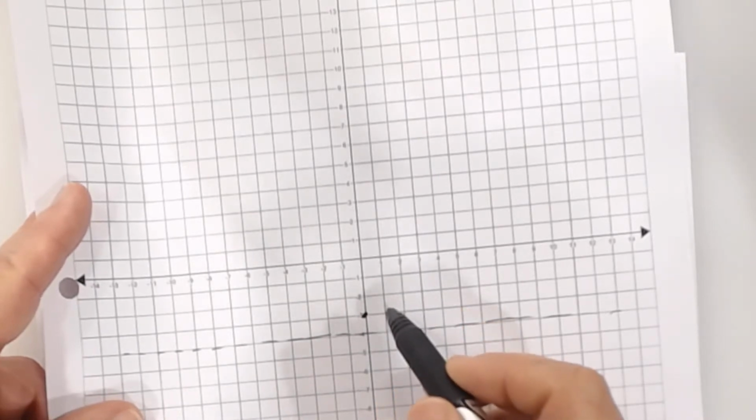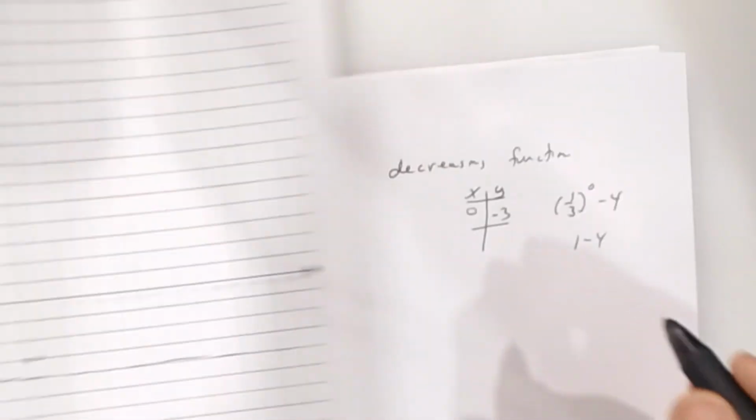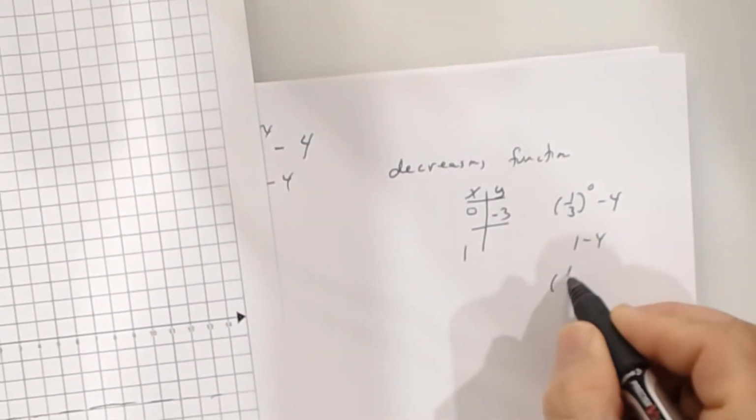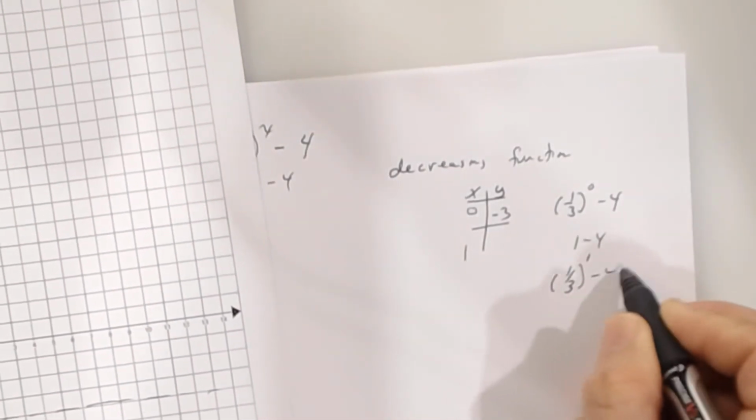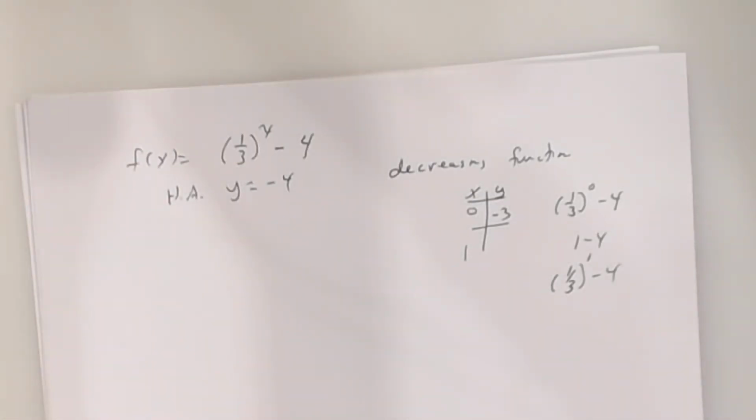If x is, let's say, 1, I get (1/3) to the first minus 4. Use your calculator if you need to. You're probably going to have to, and it's okay if you tell me what it is to the nearest tenth, but give it to me as a fraction if you can on your calculator. What's 1/3 minus 4?